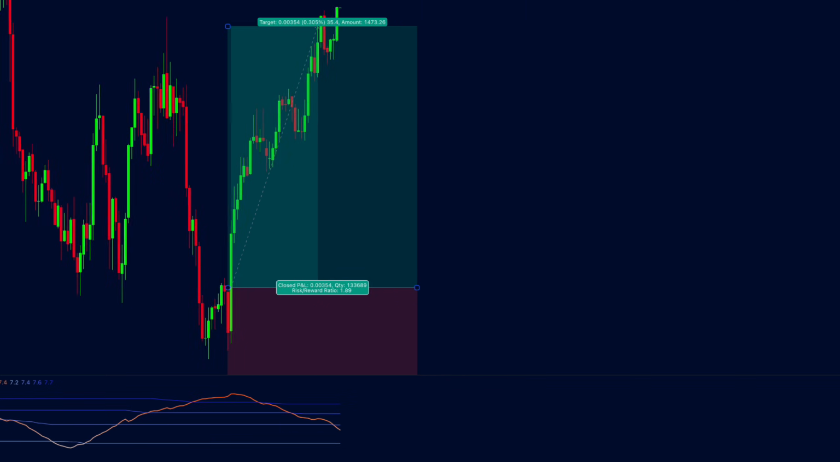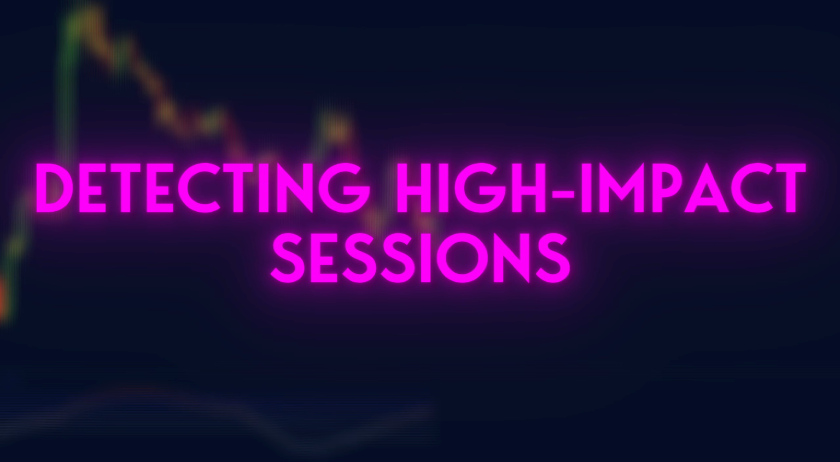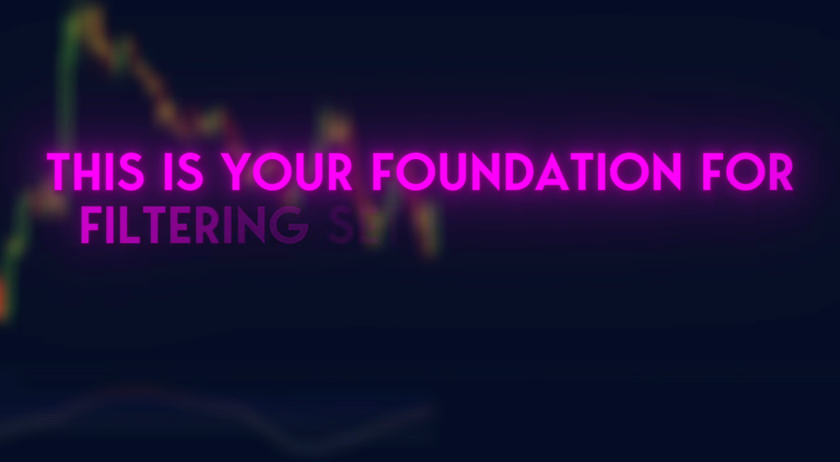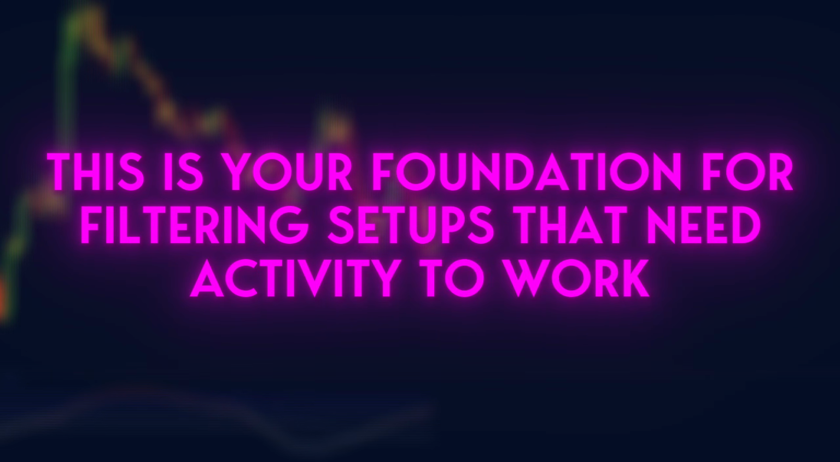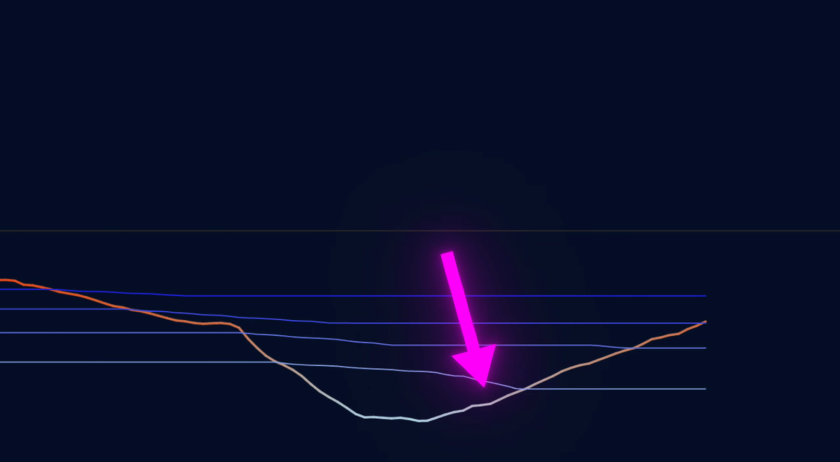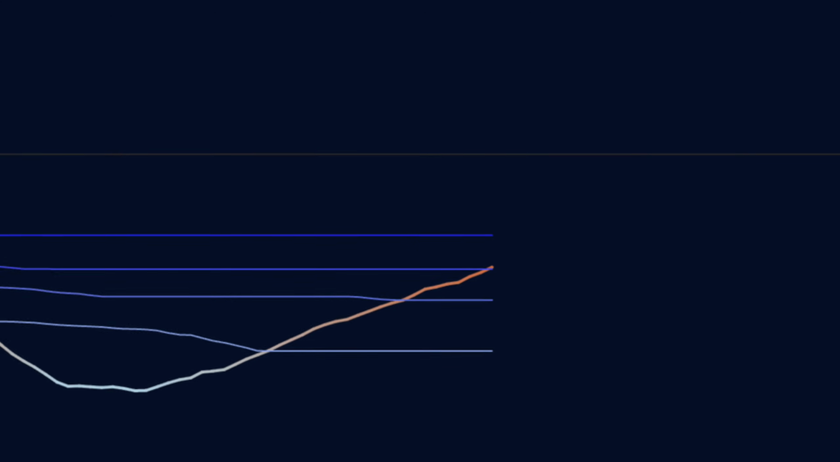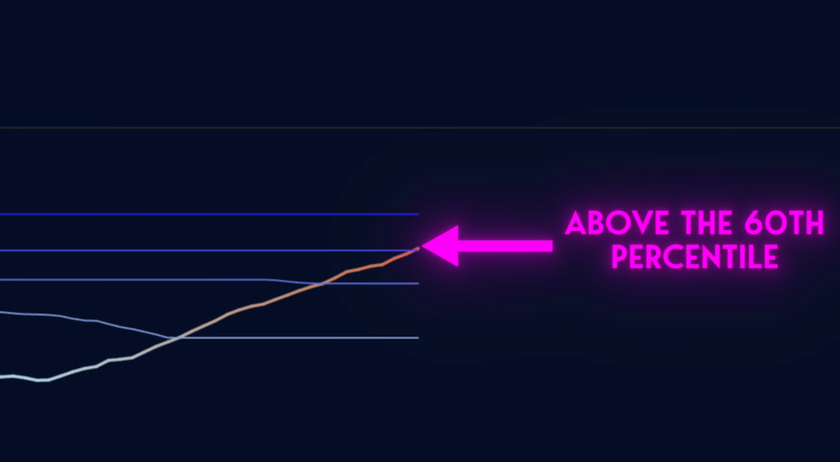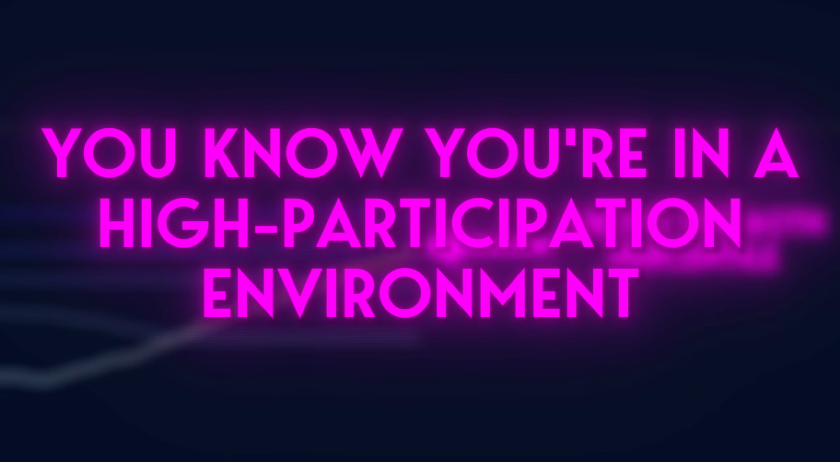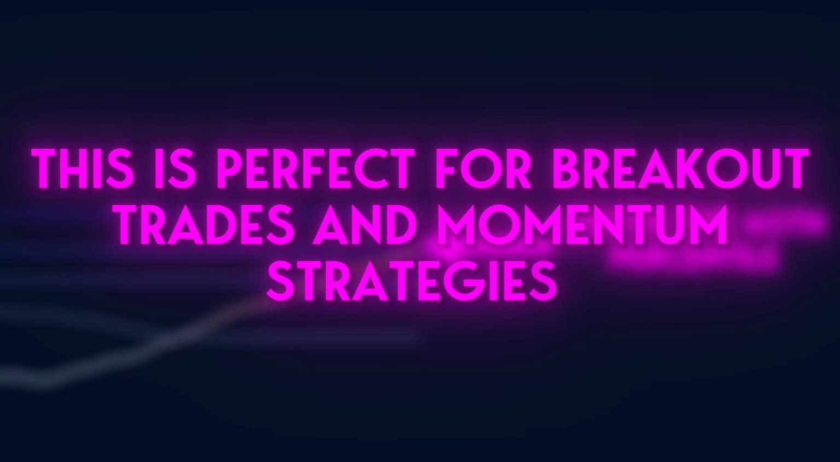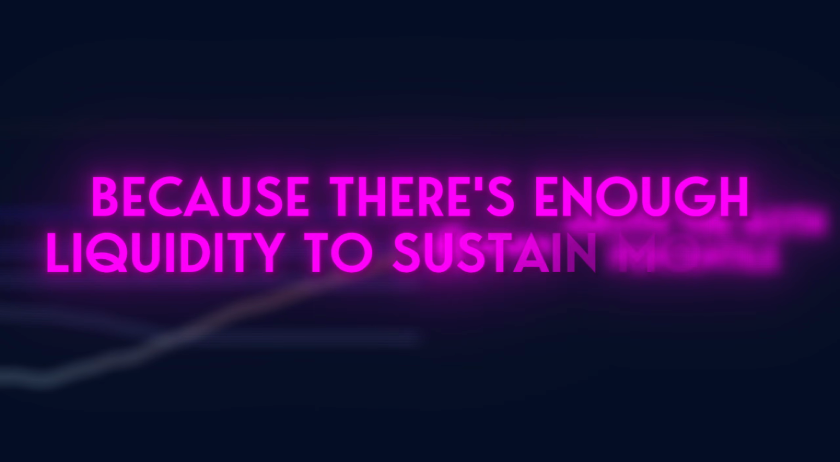Now let me show you the first way to use this tool: detecting high-impact sessions. This is your foundation for filtering setups that need activity to work. The key is simple. You want to see if today's session is active or quiet, relative to its own history. So when the activity line is above the 60th percentile and colored orange or red, you know you're in a high participation environment. This is perfect for breakout trades and momentum strategies because there's enough liquidity to sustain moves.